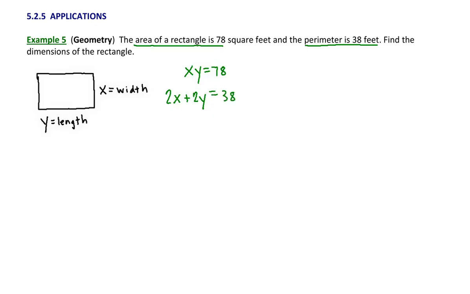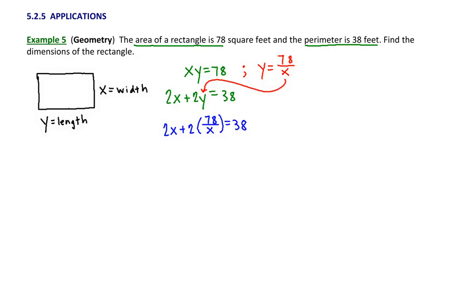So notice this is a non-linear system. We could not solve this one by elimination because we don't have like terms in the two equations. So we'll resort to substitution. So I'm going to look at that first equation and isolate y. If we divide both sides by x, we can see y equals 78 divided by x. Then I can take that information in for y in the other equation. So we end up with 2x plus 2 times our new y, 78 over x, equals 38.